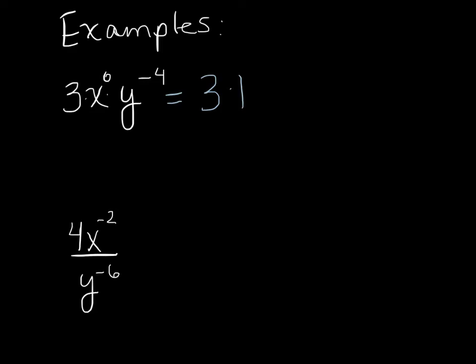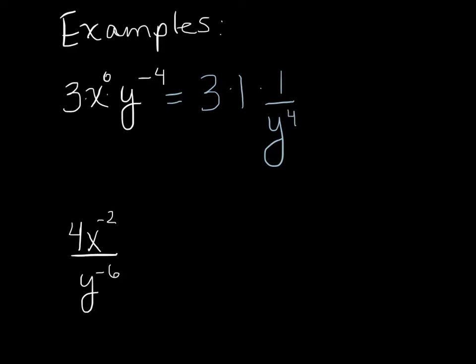Okay, and then I've got y to the negative 4. What happens when I see a negative exponent? I have to move it, right? It has to flip. So it's going to go to 1 over y to the positive 4. Now I need to multiply these three numbers together: 3 times 1 times 1 over y to the 4th. The way you do that, I have a whole number and a fraction.